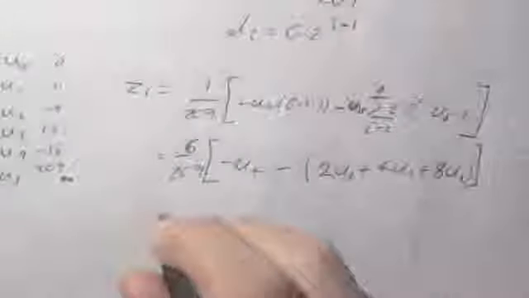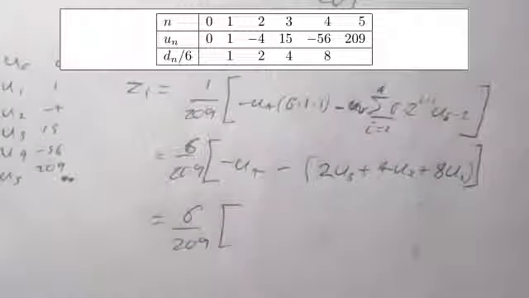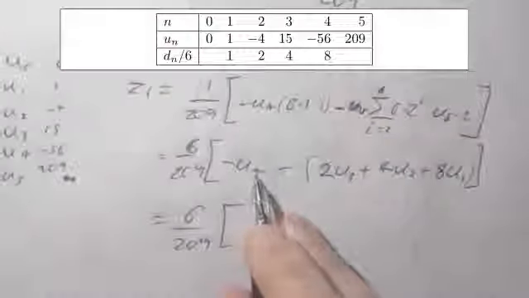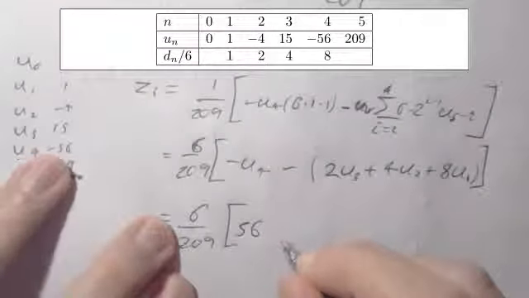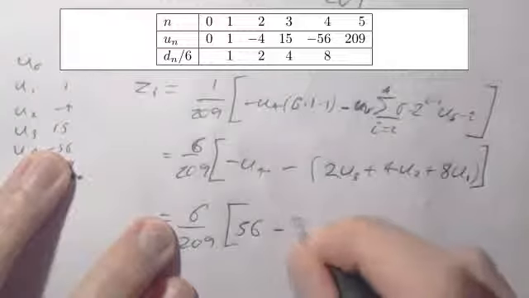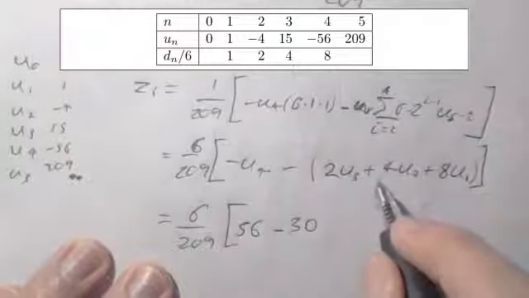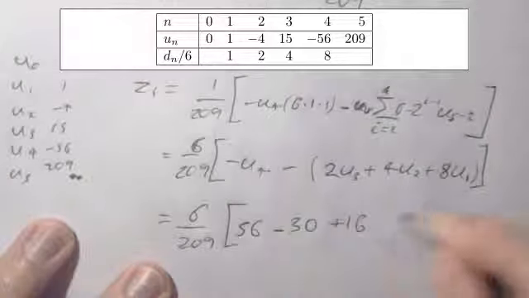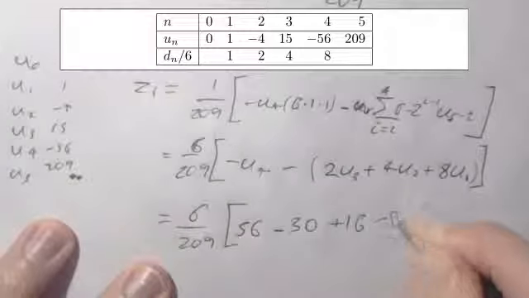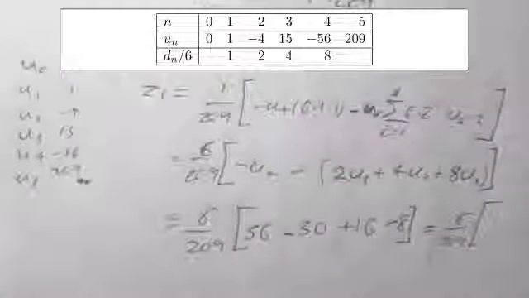So let's check if this was right. It was 6 over 209. So let's plug the values in. Minus U4 is 56, minus 2 times U3, 30, and then it's going to be minus 4U2, so plus 16, then minus 8 is equal to 6 over 209. Let's type it all in.